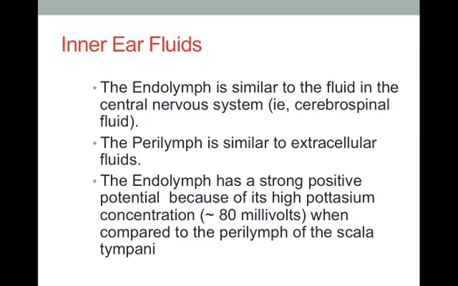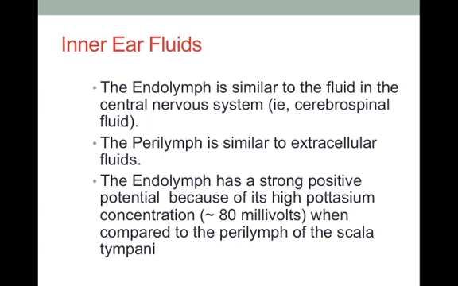So the endolymph is similar to the fluid that bathes the central nervous system, namely the cerebrospinal fluid, while the perilymph is similar to the fluid that lies in the rest of the body, what we call extracellular fluids. As I mentioned earlier, the endolymph has a strong positive potential of plus 80 millivolts, what we call the endolymphatic potential.